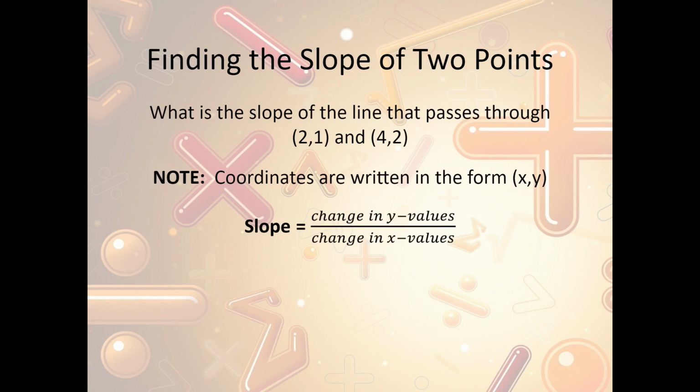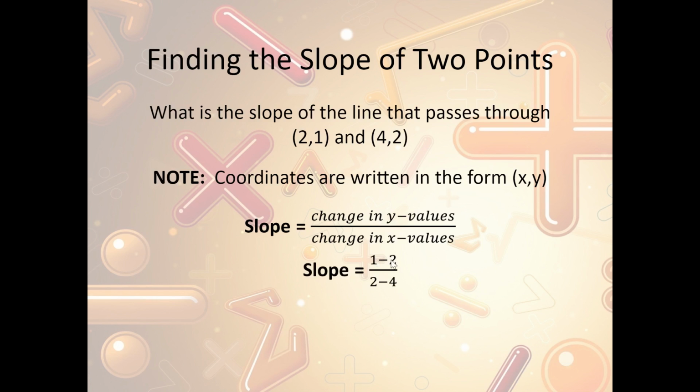So what we're going to do is take these points and subtract the y values and put that as my numerator, and subtract the x values and put that as my denominator. So when I do that, I get 1 minus 2. Those are my y's, so that's my change in y. So my change in y is 1 minus 2. And my change in x is 2 minus 4. So that's change in y over change in x.